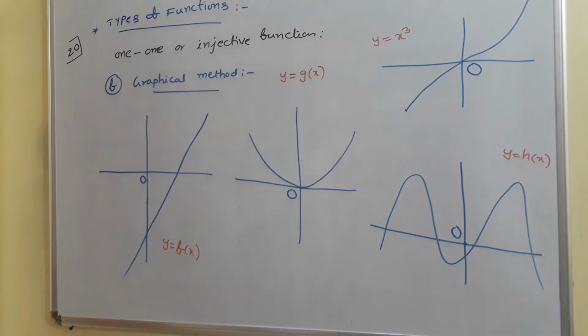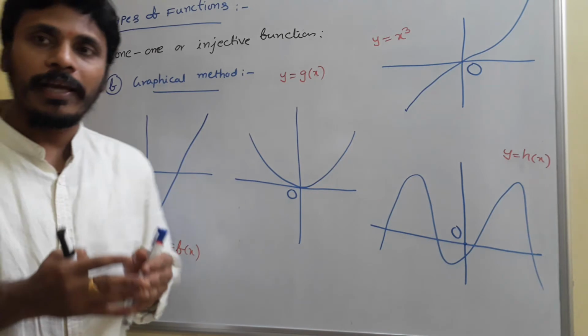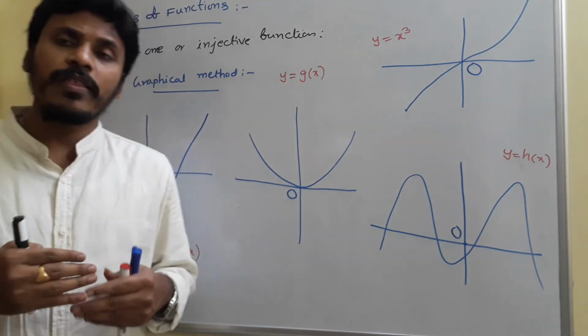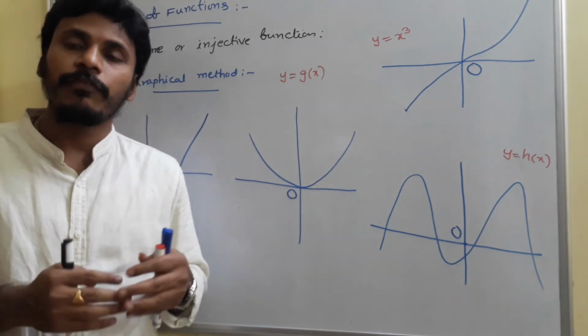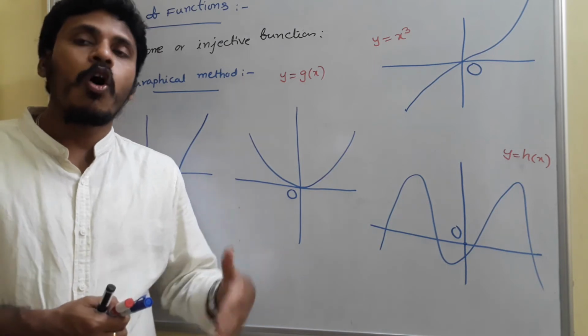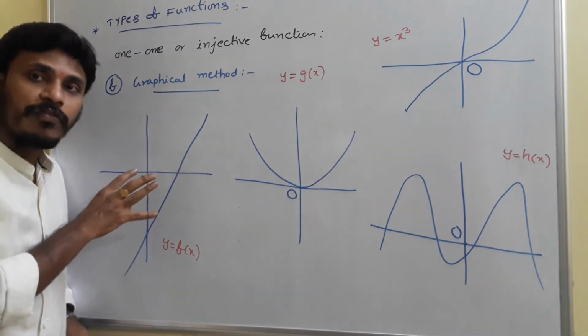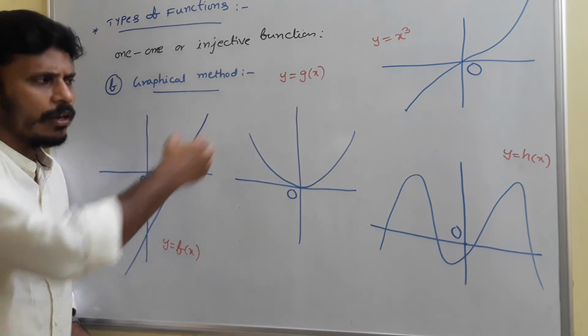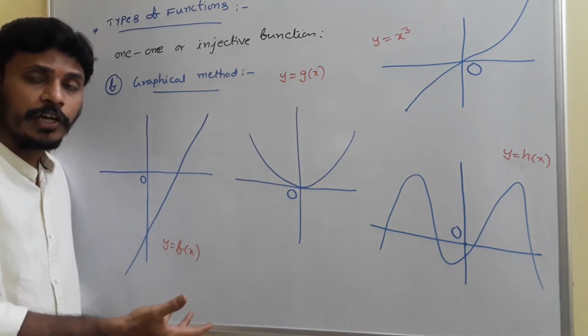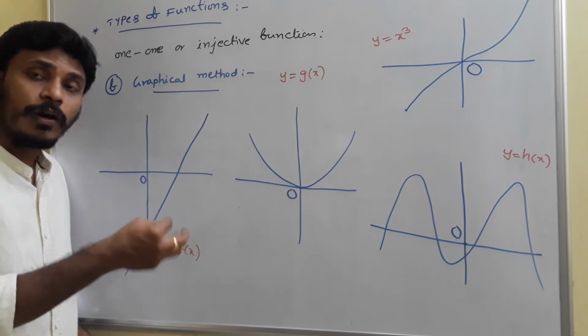So, graphical method. To check whether a given function is 1-1 or not by the graphical method, first of all, we need to have a graph of the given function. First, suppose this is the graph of the given function, or if these are the graphs of given functions, how can we check whether they are 1-1 or not?